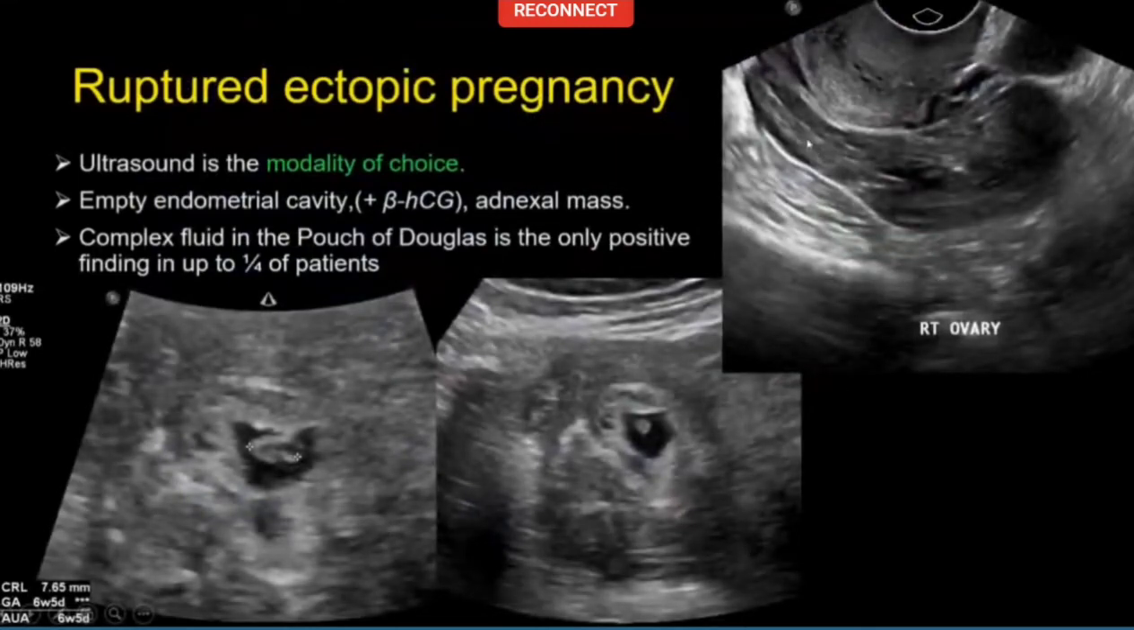Here you can see the right ovary is separate. There is fluid in the pouch of Douglas. This is a ruptured ectopic, and it is a surgical emergency, as the patient may go into hypovolemic shock.